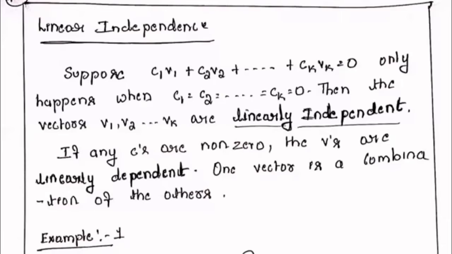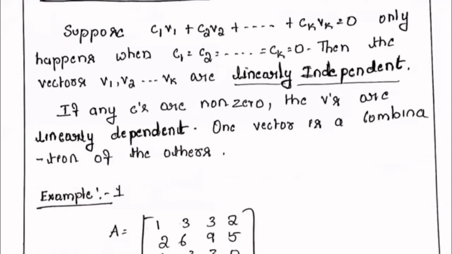Linear independence means if you have an equation c1 v1 plus c2 v2 and so on, and you want to find the solution equal to 0, the solution exists only when all the constants c1, c2, c3 and so on are 0. If any c is non-zero, then the vectors are linearly dependent, meaning one vector is a combination of others. So if you are able to express v2 in terms of v1, then v2 depends on v1. Independent means you can't express one vector from the other vectors.